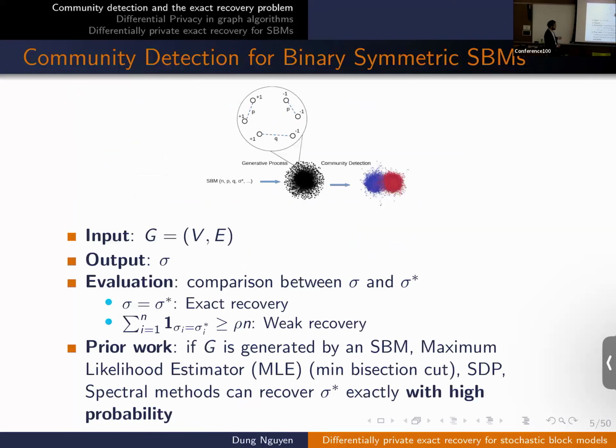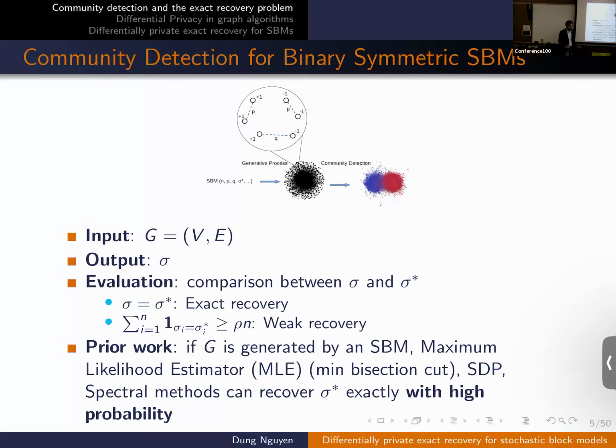For the community detection problem in the binary symmetric SBM, the input is a graph generated by the SBM process, and we want to output some vector sigma. The vector sigma is in the same form as sigma star, and we want to compare sigma and sigma star. When the two vectors match up exactly, we call it exact recovery. And when only some constant fraction rho of the vector sigma matches the ground truth sigma star, we call it weak recovery.